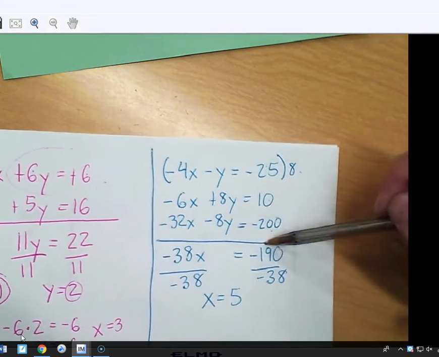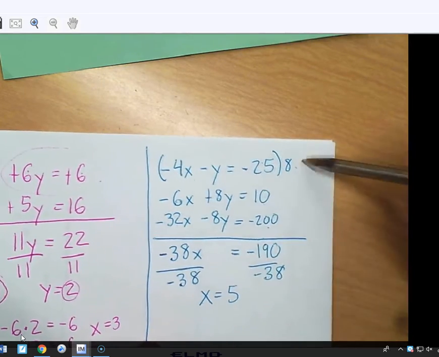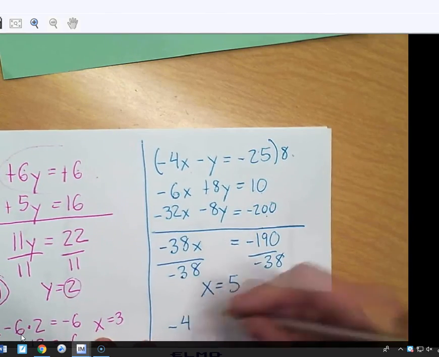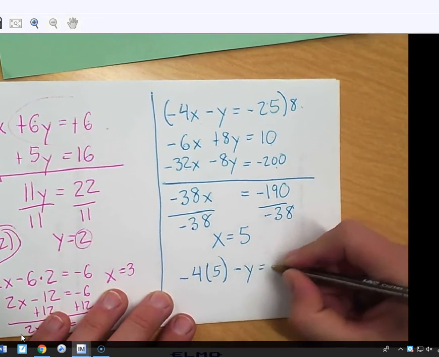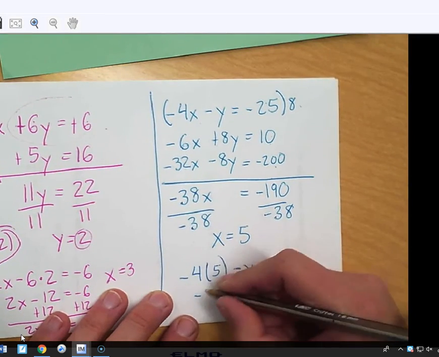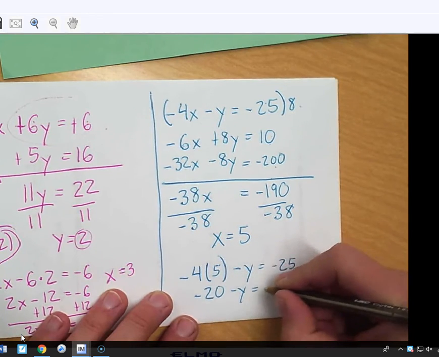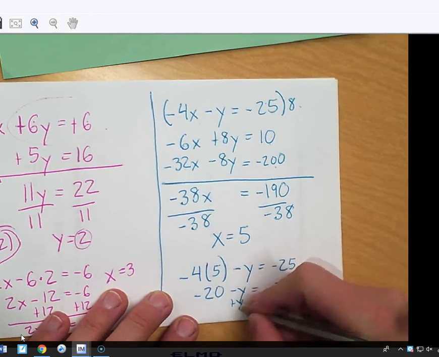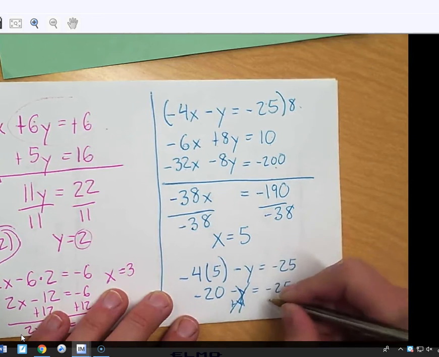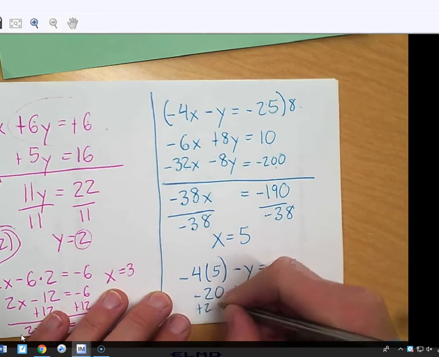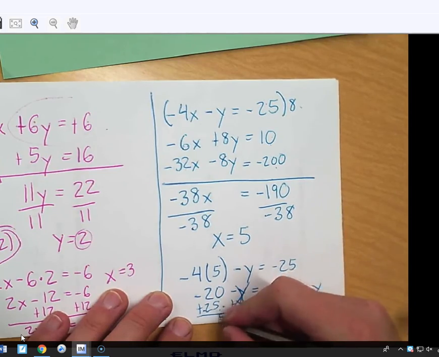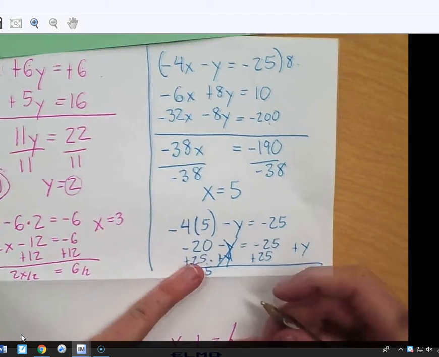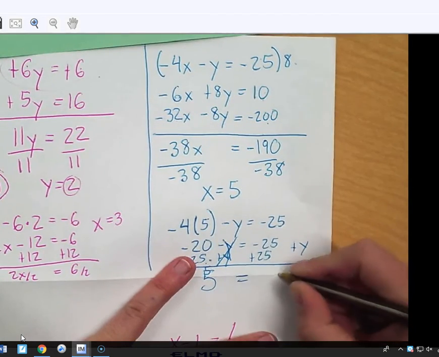I can plug it into any of the equations. I'm going to go with the very top one. It's got smaller numbers. So I've got negative 4, replace the x with the 5, minus y equals negative 25. Negative 4 times 5 is negative 20. Minus y equals negative 25. I'm going to go ahead and add the y so I don't have to divide by a negative 1. And add 25. Positive 25 minus 20 is 5. So then I have 5 equals y.